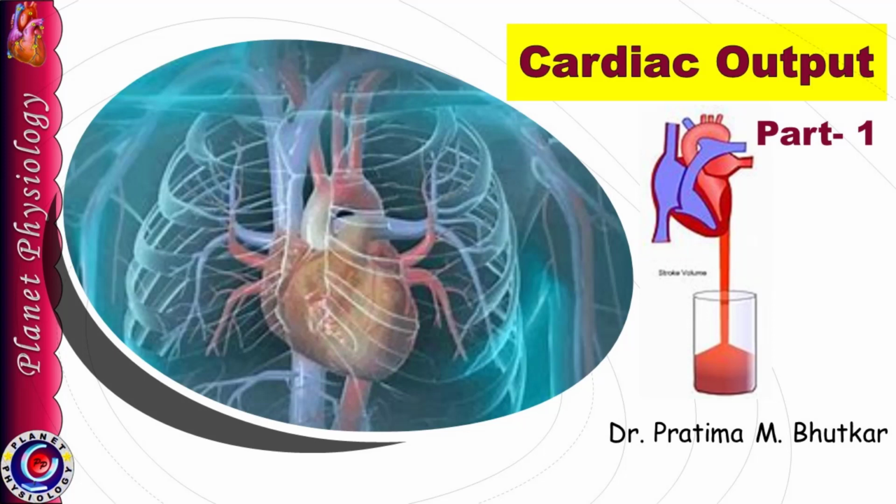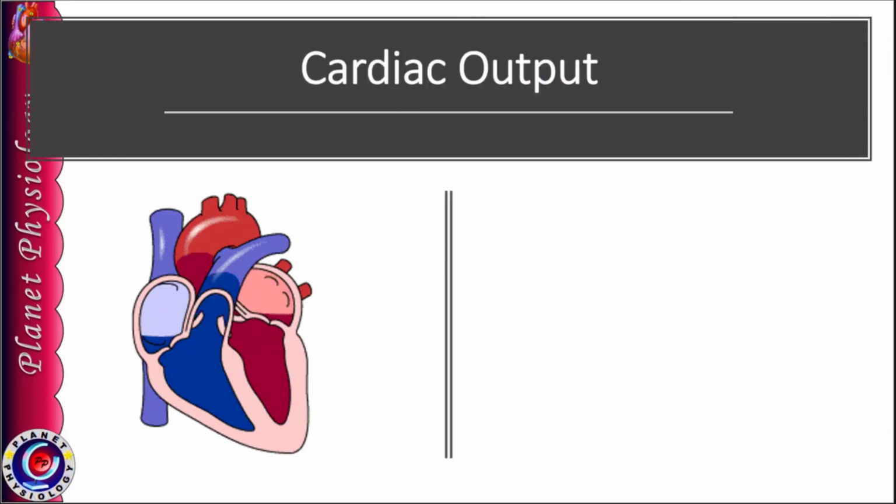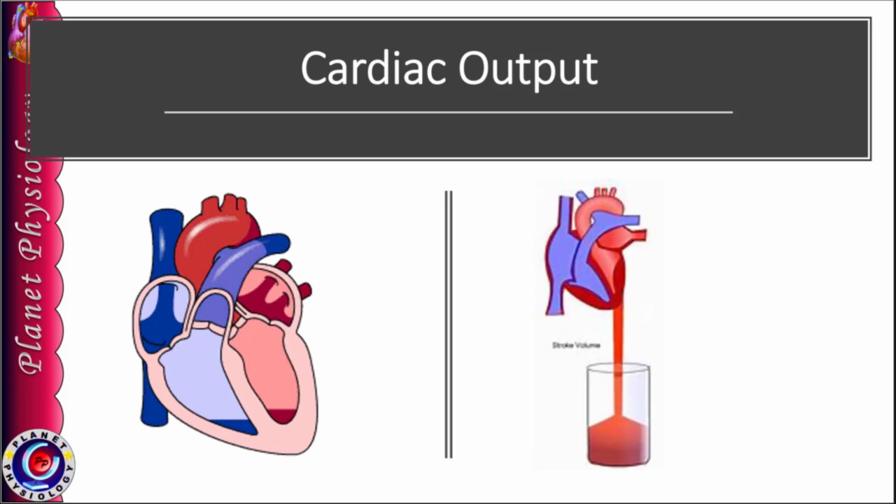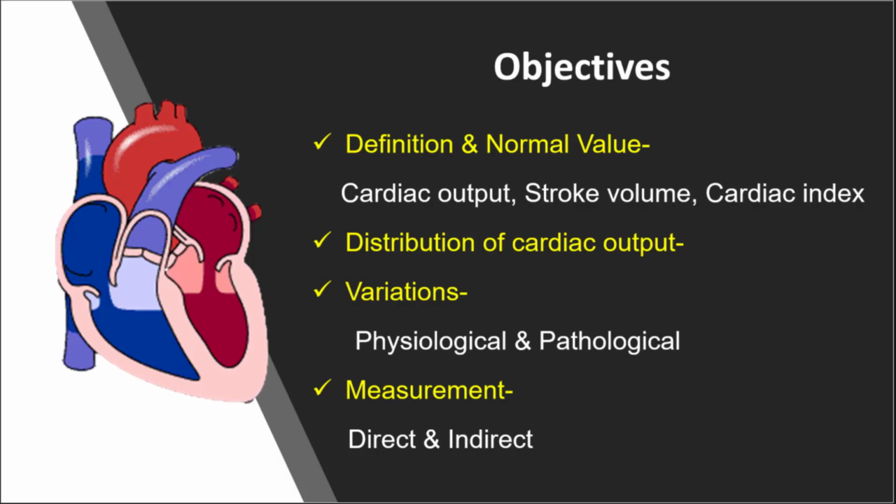I received a request from the audience to create a video on cardiac output, and so here is the first part of it. We already know that ventricles receive blood during diastole and eject the same during systole. This quantity of blood ejected by the heart is cardiac output. In this part, we will be covering definitions and normal values of cardiac output, stroke volume and cardiac index, distribution and variations in cardiac output, and finally its measurement.